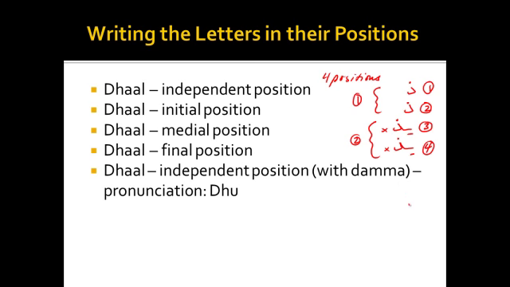Now let's look at the Dhaal with the Damma. So the Dhaal is the th sound, but when we add the Damma, it's gonna have a short oo. So when we combine the two, it's dhu. So here we're gonna say, in the independent position, we have the Dhaal. Now we write the Damma on top as a little wow on top of the letter, and it looks like that.